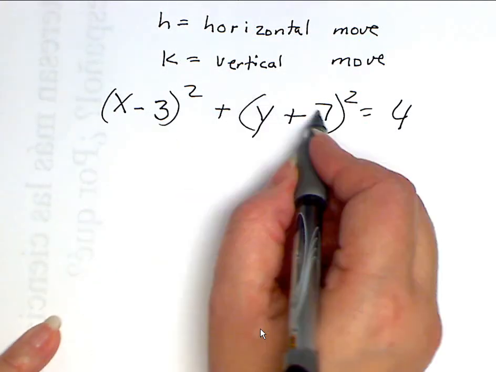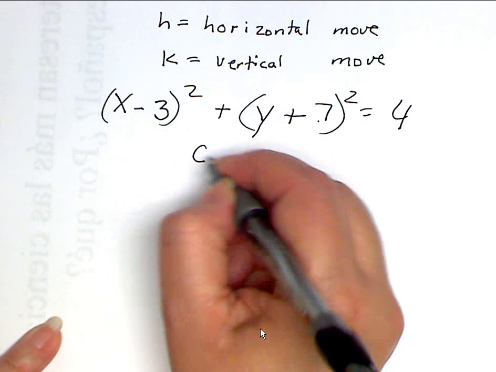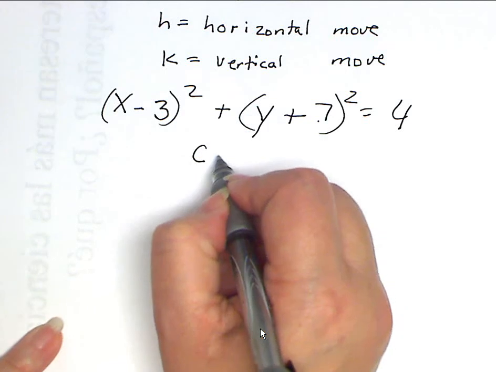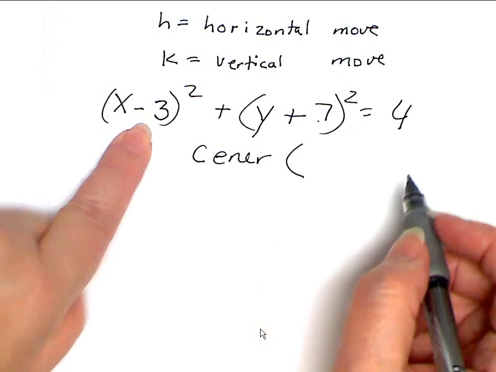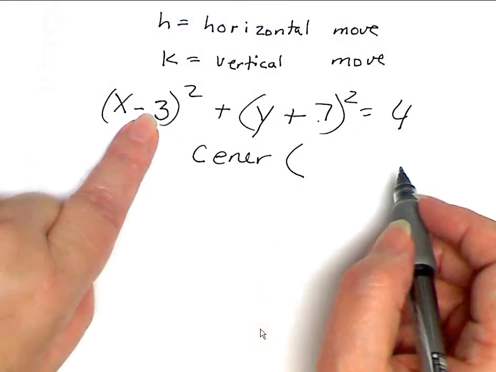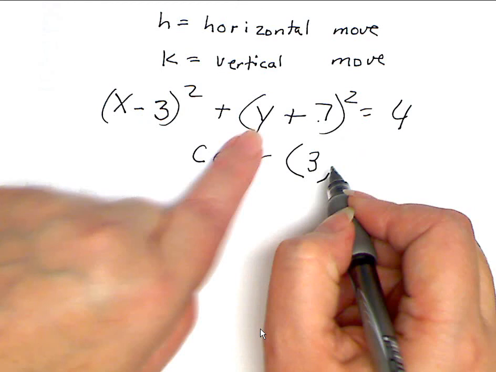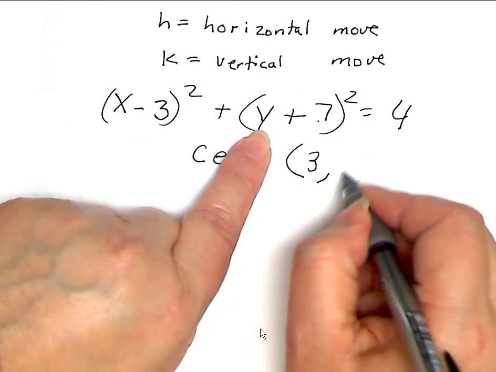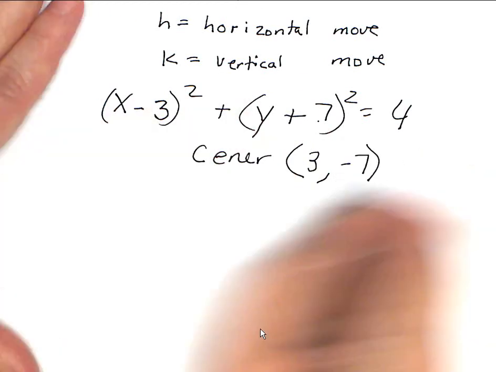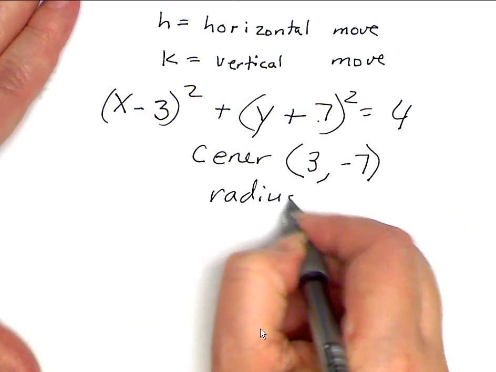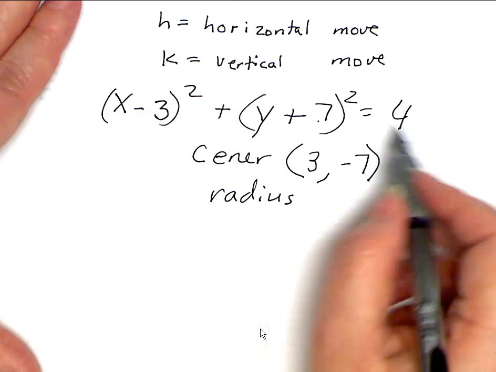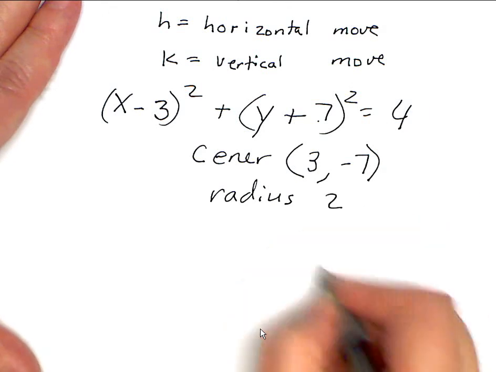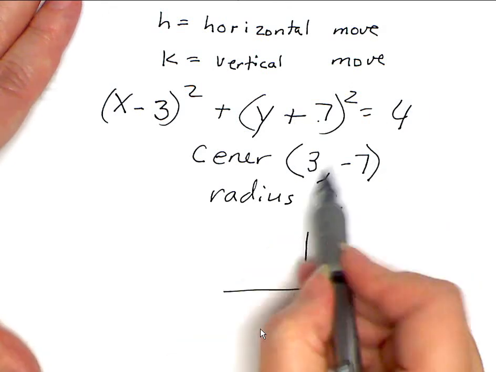So what it says is this is the new center. So the center is what makes this 0. What makes our x 0? 3. What makes our y 0? -7. And our radius is the square root of this, 2. So the first thing you do is you find your center, so 3, -7.